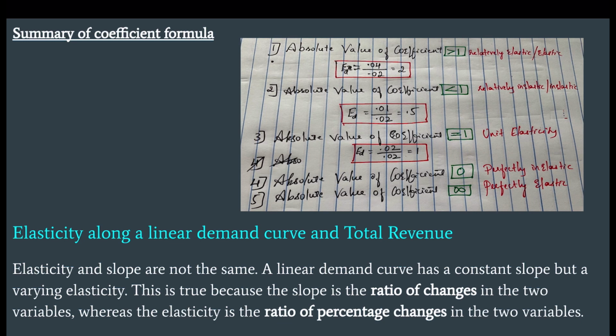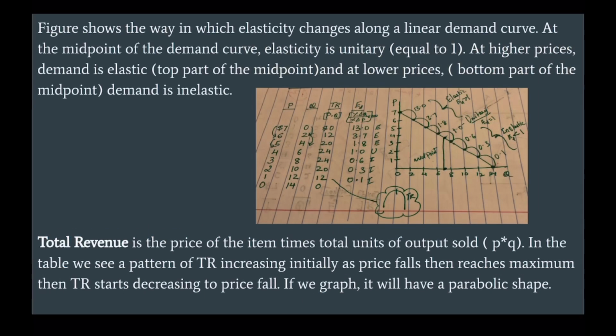Elasticity and slope are not the same. A linear demand curve has a constant slope but a varying elasticity. This is true because slope is the ratio of changes in the two variables, whereas elasticity is the ratio of percentage changes in the two variables. The figure shows the way in which elasticity changes along a linear demand curve. At the midpoint of the demand curve, elasticity is unitary, equal to 1. At higher prices, the top part of the midpoint, demand is elastic, and at lower prices, the bottom part of the midpoint, demand is inelastic.